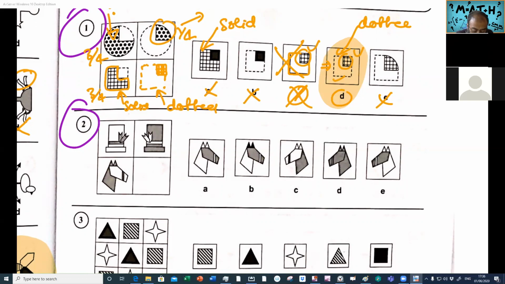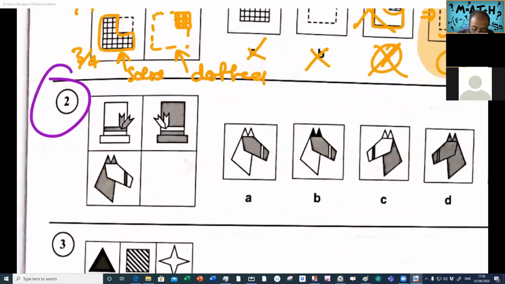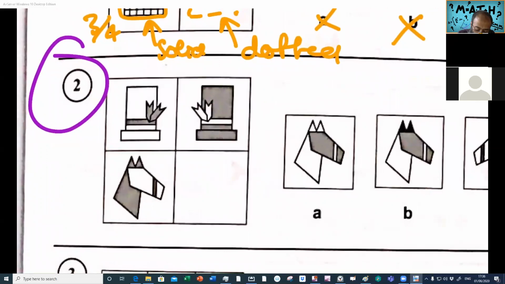Question number 2. Let's see what's happening. It looks like we're putting a mirror down here. There's a mirror here because, look, my pen's a bit thick, but it's going that way, it's going up. Yeah, that looks good. It does look like a reflection.